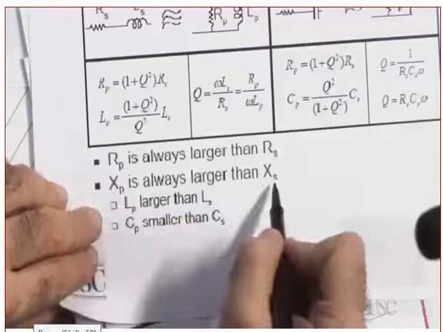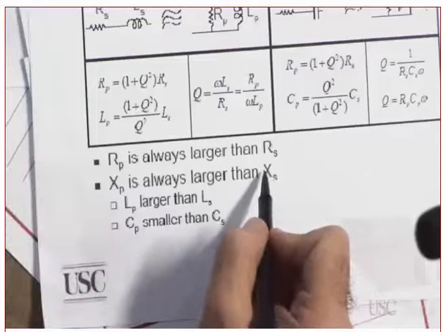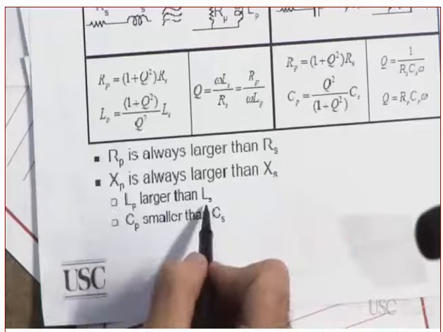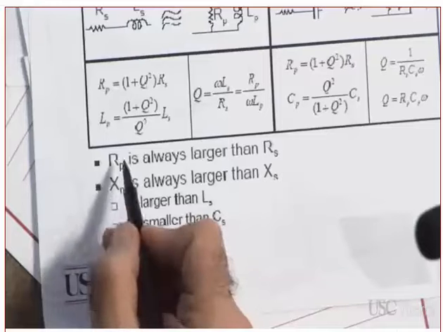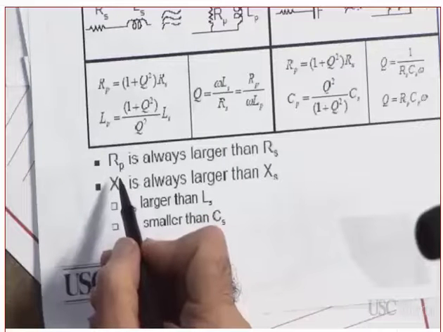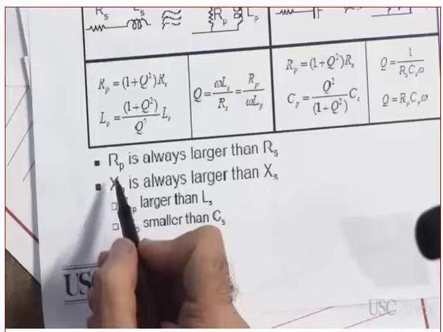XP is always larger than XS. Now, what does that imply? If it is an inductor, then LP is larger than LS. Why? Because the X, what is the X in words? The X is the impedance. Are you following me or not?